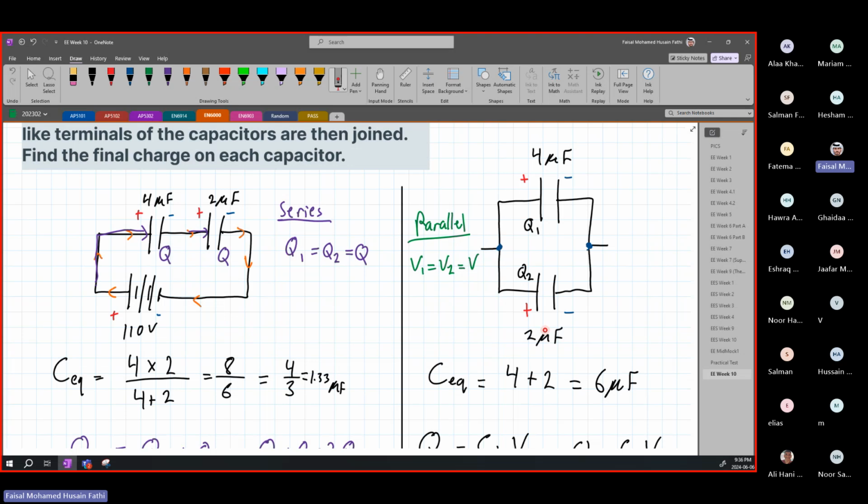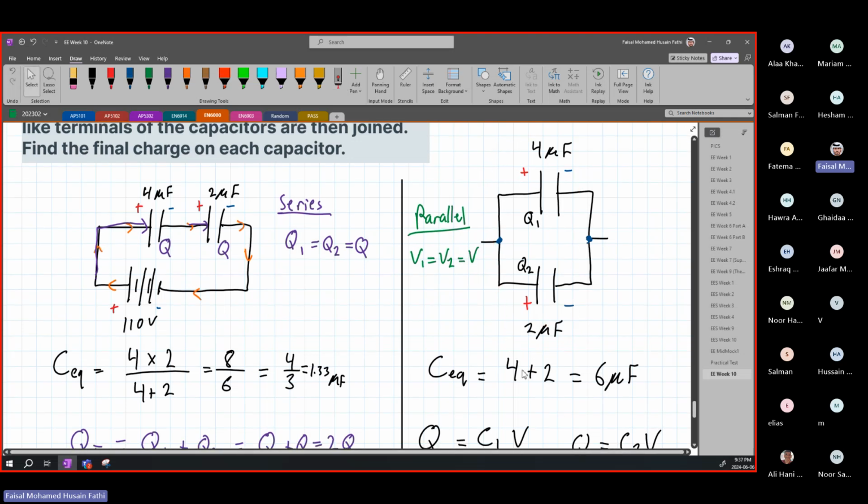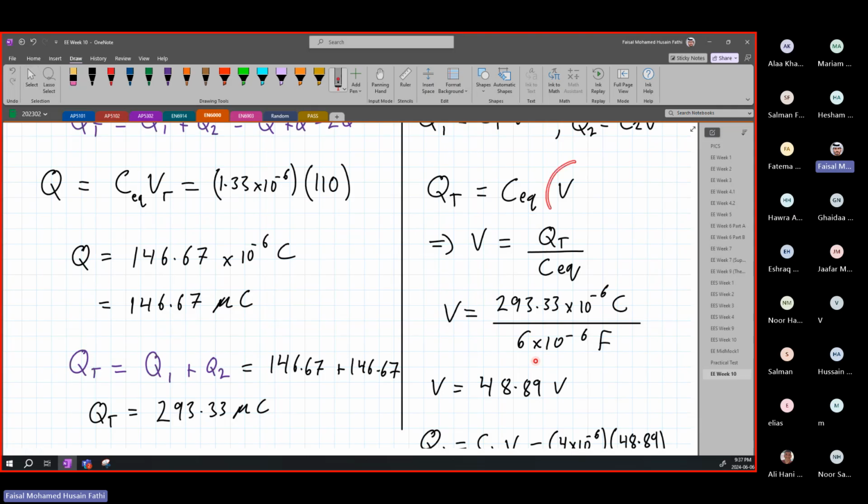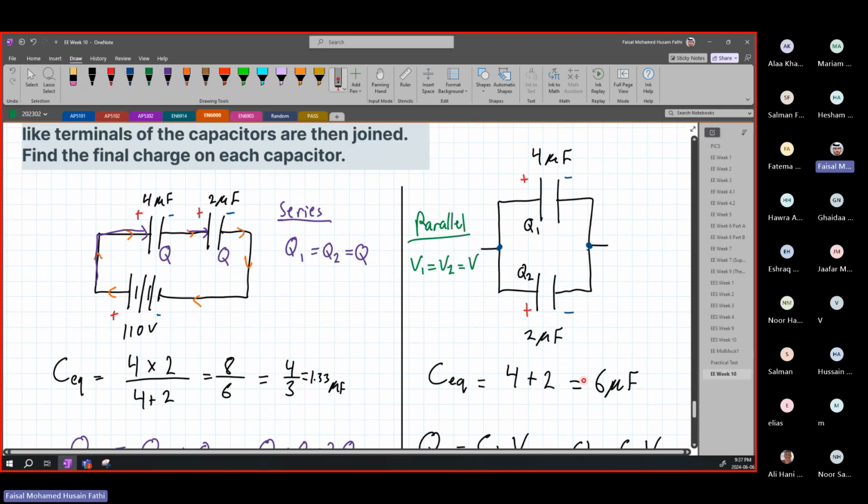We can apply this law for the equivalent of these two capacitors. When you apply that, you can find your voltage, and then using the voltage, since it is a parallel circuit, the voltage is the same here and here, you can find your Q1 and you can find your Q2.